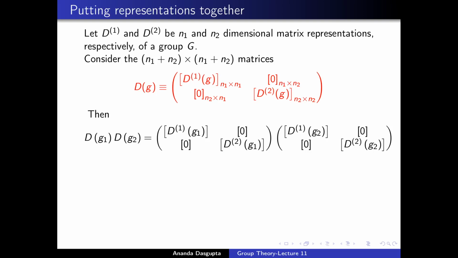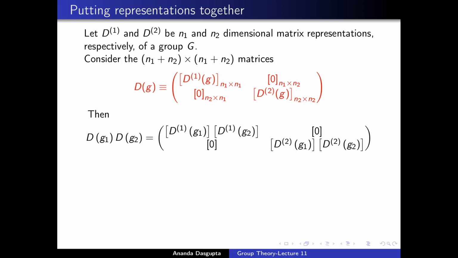If you carry out this calculation, it's pretty simple to end up with the answer. The answer is d1 g1 d1 g2. In this corner will be 0. This corner will also stay a null matrix. Of course, 0 here means a null matrix. And this corner will have d2 g1 d2 g2.